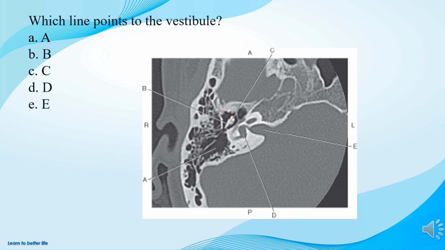Which line points to the vestibule? A, B, C, D, or E? The answer is D. The vestibule of the ear encompasses a portion of the inner ear roughly 4 mm in size. It is a bony cavity within the temporal bone that contains organs and nerves associated with the vestibular system. It is posterior to the cochlea and anterior to the semicircular canals.